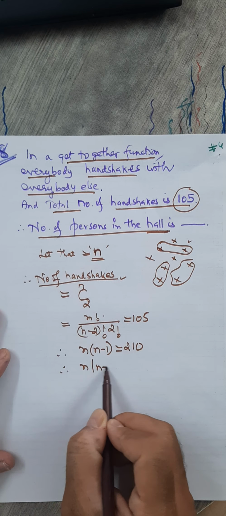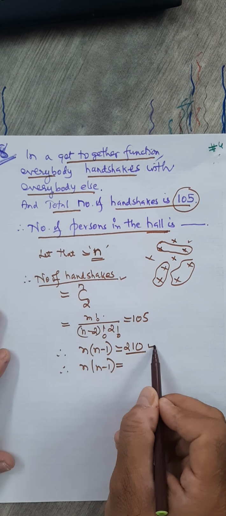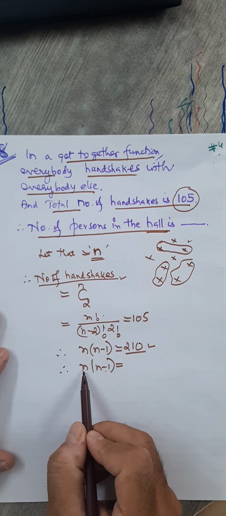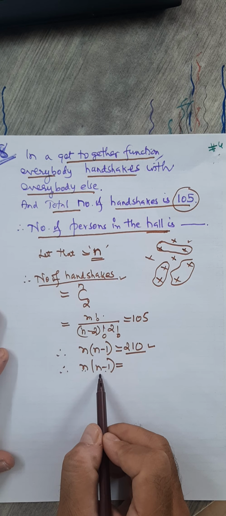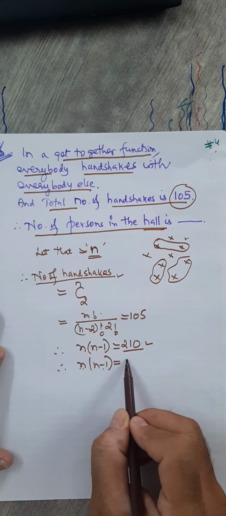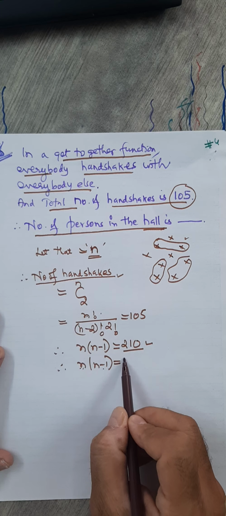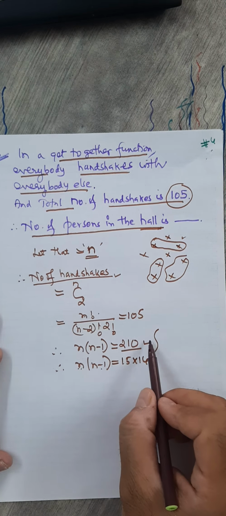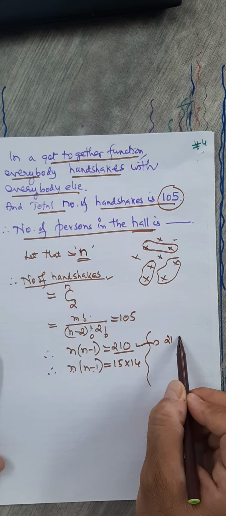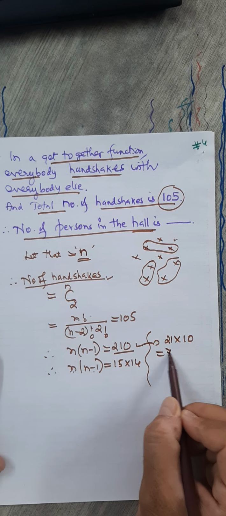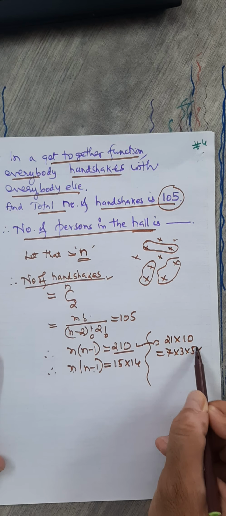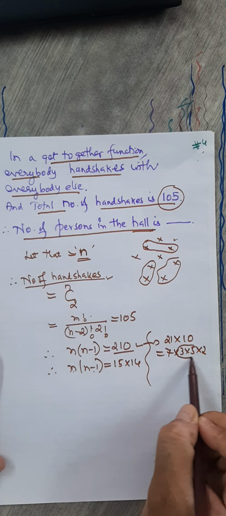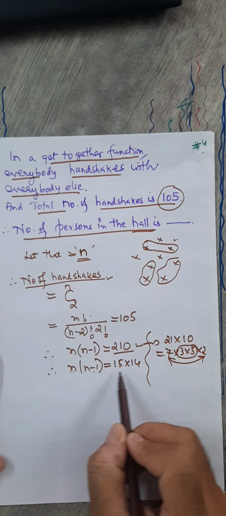Or the other way is here. Write 210 as a product of 2 numbers with 1 difference. Now here see the difference, n and n minus 1. So you can just rewrite probably 15 into 14. See, the product of these two I think should be 210. How? 210 is 21 into 10, then 7 into 3 into 5 into 2. Now by trial and error you can see. You see this is 15, this is 14. So that's what I've written.